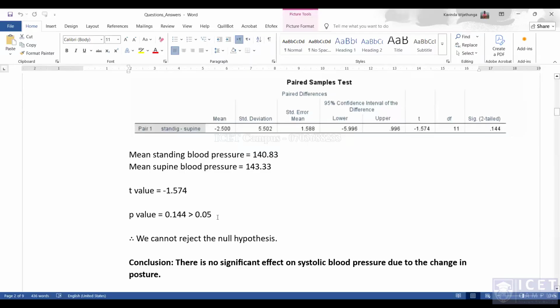Therefore, we can write the conclusion. If the null hypothesis is not rejected, there is no effect on systolic blood pressure due to the change in posture. That should be the final conclusion. Right. Next question.